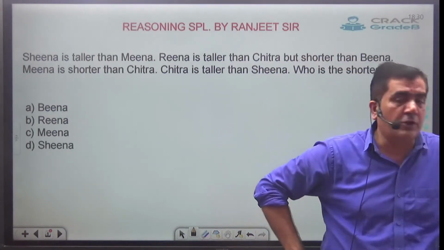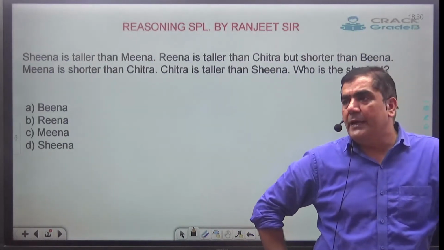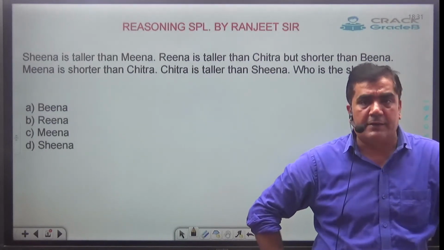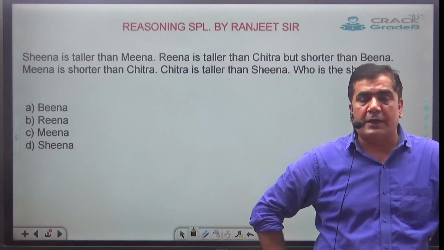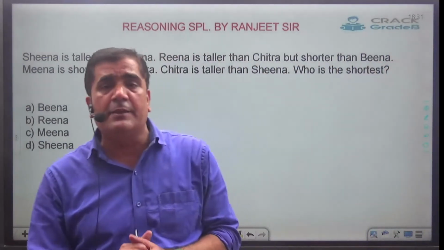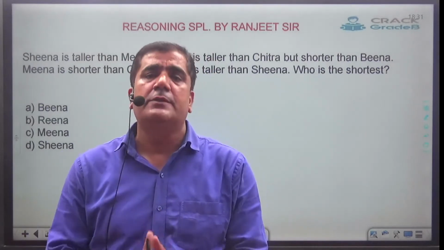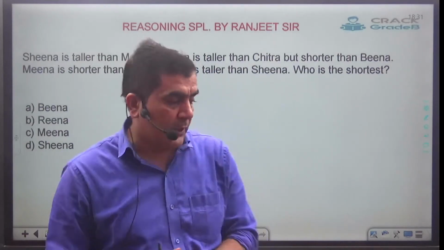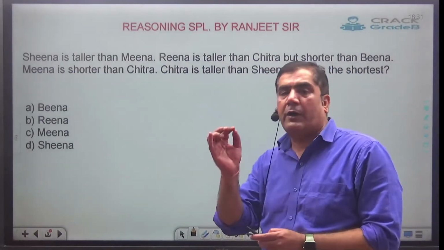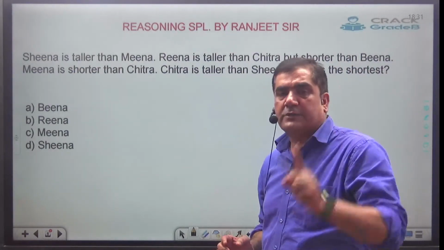Whenever any problem based on comparison is going to come, my job is to arrange them vertically. The tallest person will be at the top and the shortest person will be at the bottom. That's my rule. Clear? Now, whenever this question is going to come, you need to read one statement at one time, and then you have to arrange them vertically.